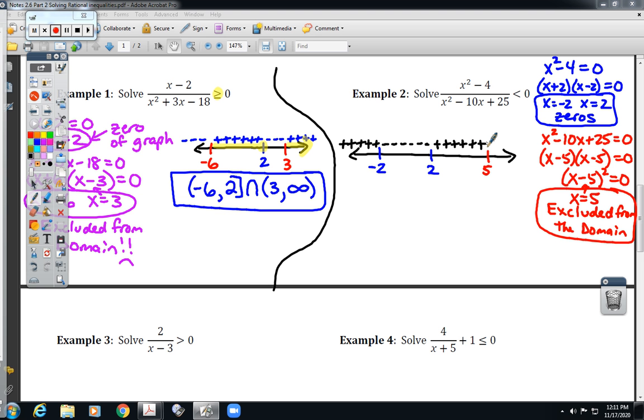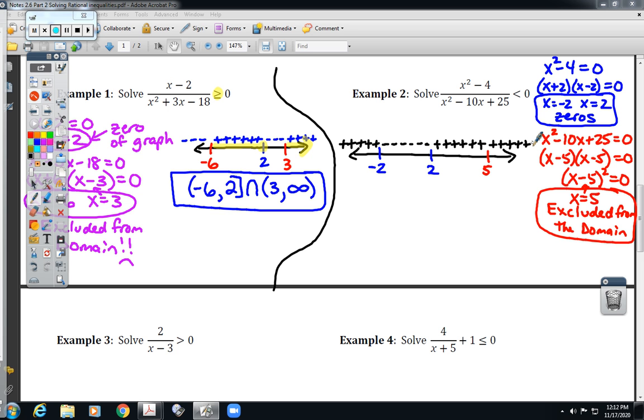Now I know what you're thinking. Gee, it seems like it always switches. It doesn't always switch. Okay, that's why we got to check them all. For instance, if we pick a value that is bigger than 5, like 10, and we plug it in, 10 squared minus 4 is clearly a positive number. 10 squared minus 10 times 10 plus 25 is a positive number. Positive divided by a positive is still positive. That's why we have to check. It doesn't always switch.